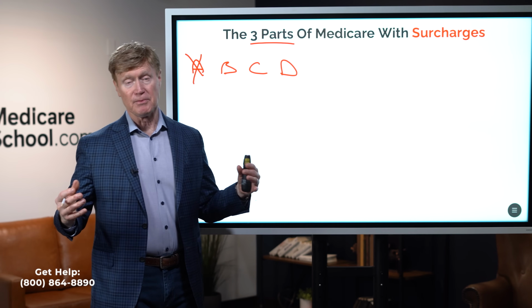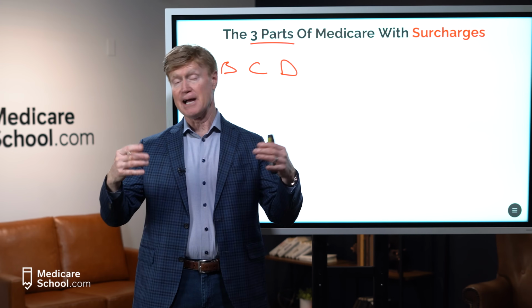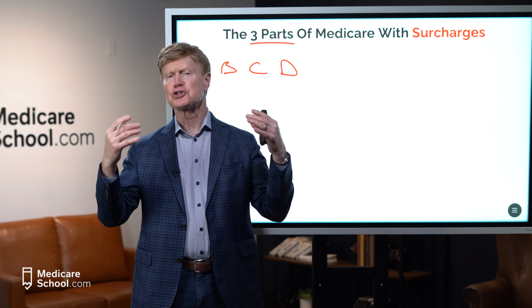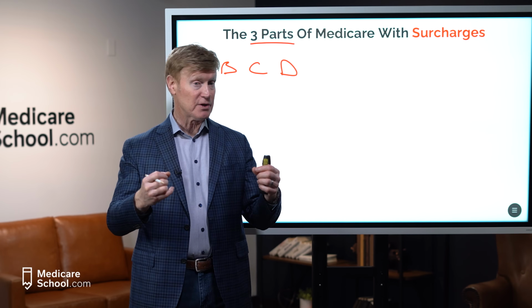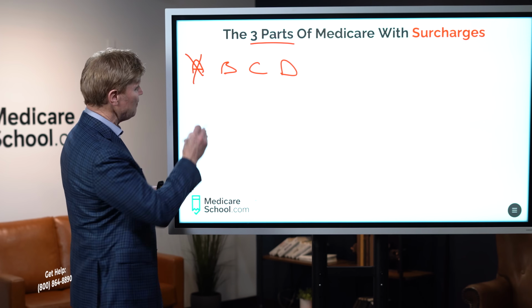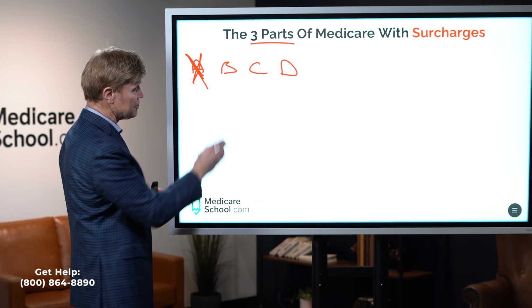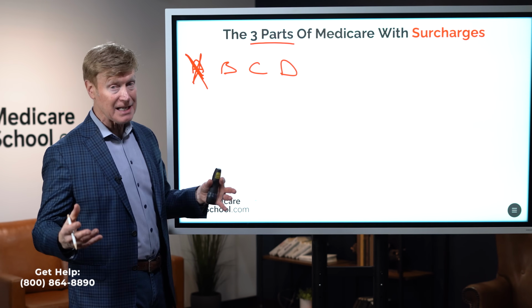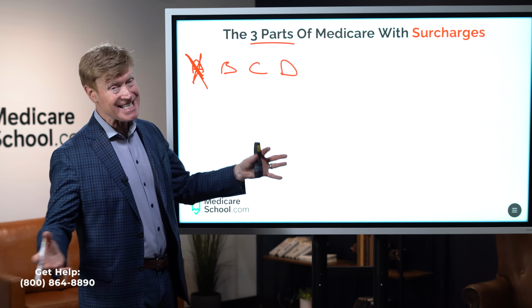Now, if someone doesn't enroll into Part A on time, they can have a penalty, but that's not a surcharge. The majority of people get Part A at $0, so there is no premium or penalty, but I want to make sure there are still no surcharges on Medicare A. So the parts that are subject to surcharges are B, C, and D.